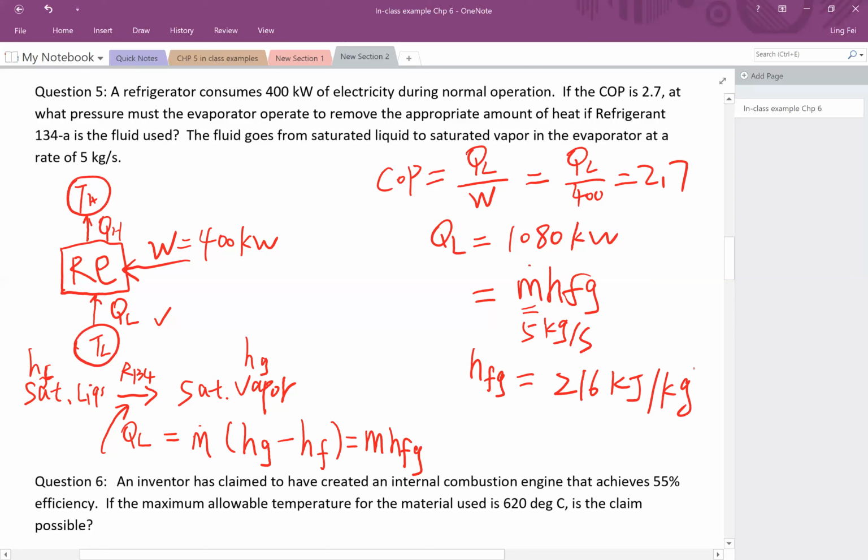So now you are going to go to your table A12. You want to find the pressure. So in your table A12, you have the pressure column. Then there are other columns in between. You have the HFG column. So now you will do the interpolation again. So you will find HFG. It's between 100 kilopascal and 120 kilopascal.